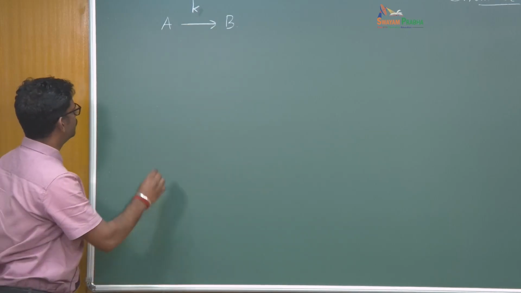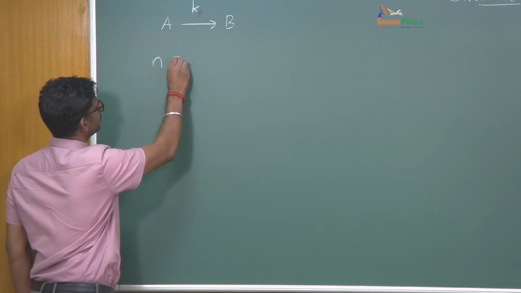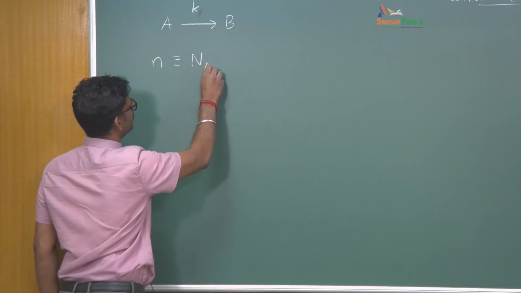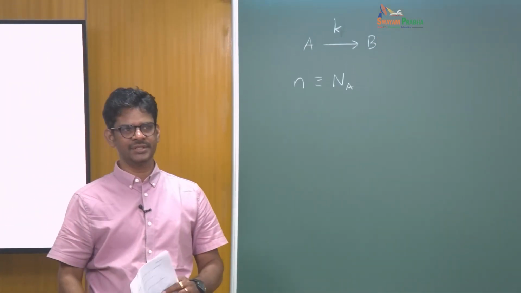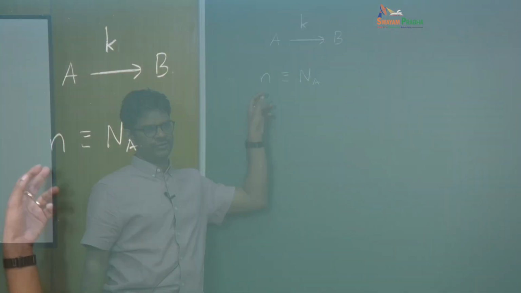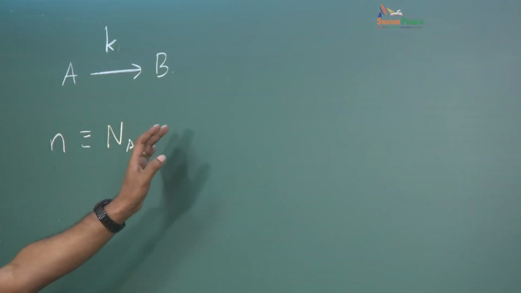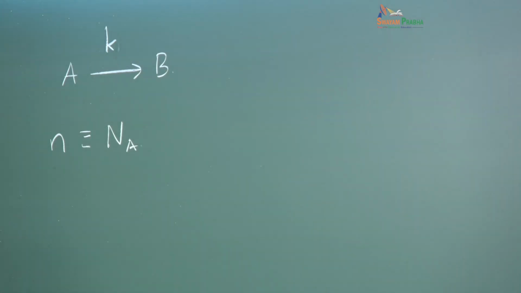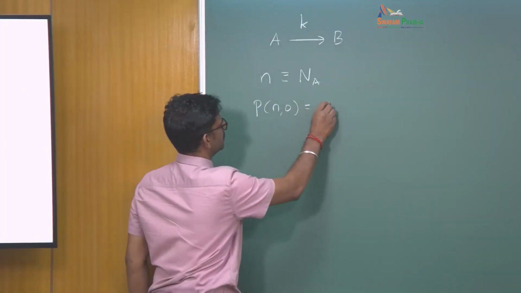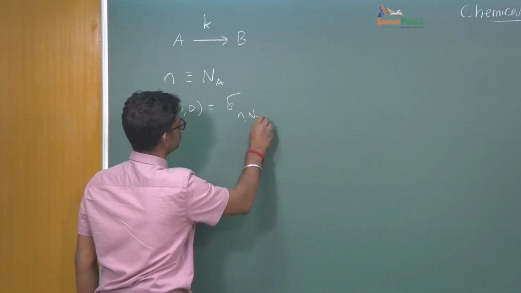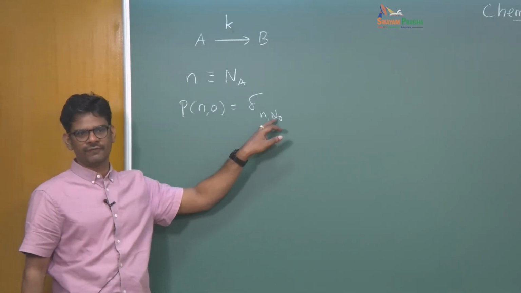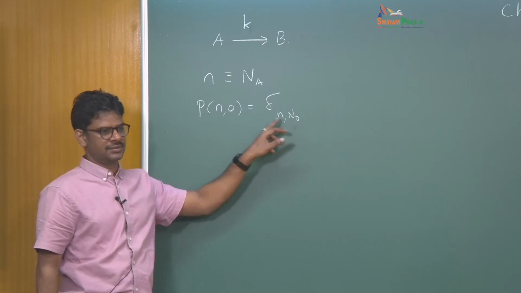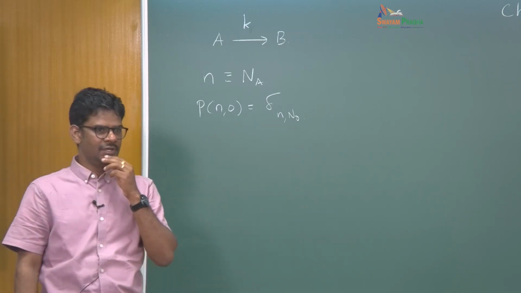For us the stochastic variable n is the number of molecules of A. Since the number of molecules of A and the number of molecules of B are related by the initial condition, we have only one random variable to describe this network. If I know n, I can know nB. The initial condition is that n is equal to n naught, the total number of A molecules present at time t equal to 0.